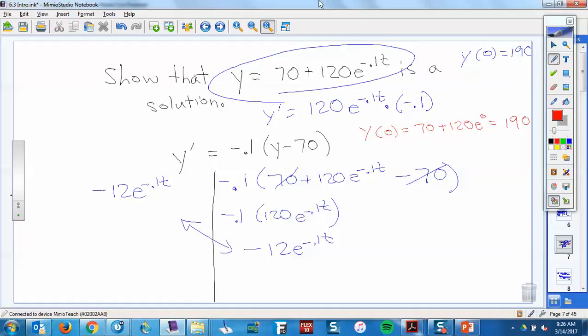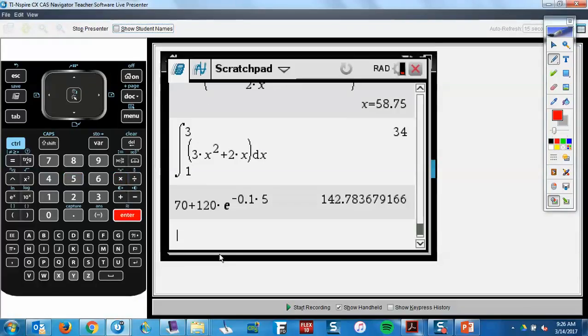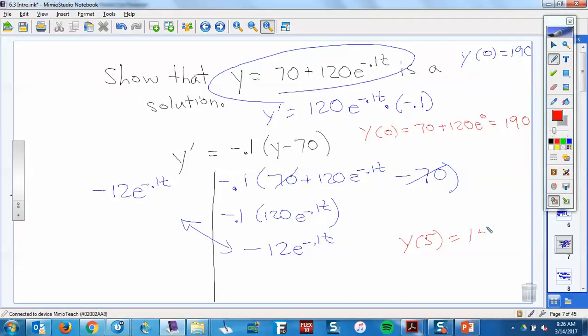Okay? And so now we could do one last thing, what is technically y of 5. Put a 5 in there, right? We want to know how hot the coffee actually is at 5 minutes. We would plug a 5 into this, right? Because that is our solution of this Newton's law of cooling problem. So we would plug a 5 into there. That's 142.784 degrees, which is actually how hot the coffee was.